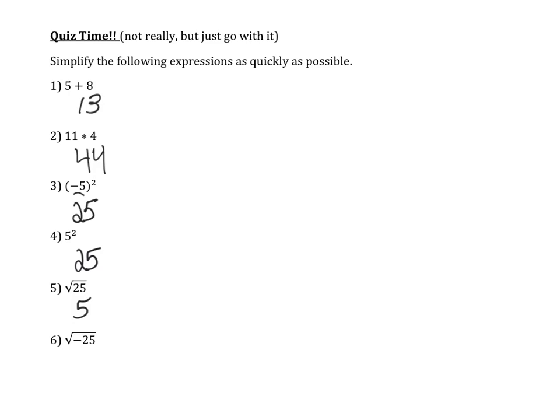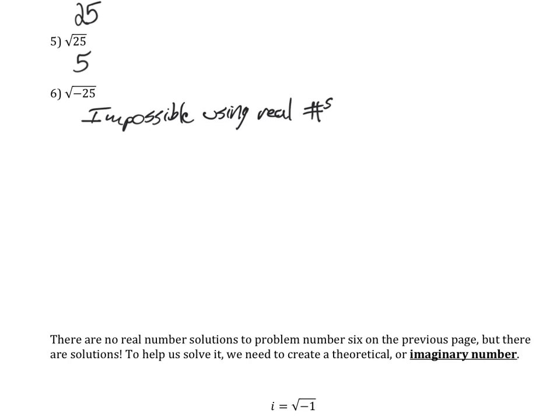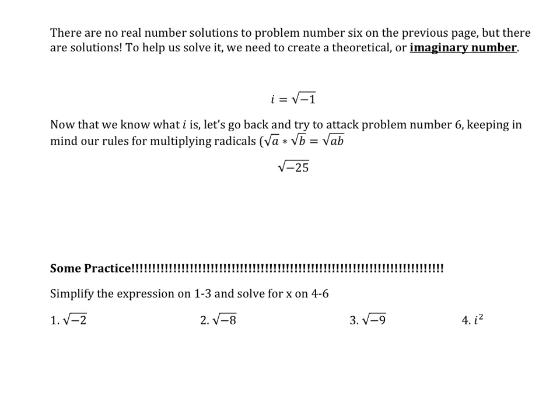Square root of negative 25, however, let's think about that. We can't have a negative underneath the radical, right? So what have we said previously to this? Or what have you said in the past before you had learned about imaginary numbers? We've said it's impossible. And in fact, it is impossible using real numbers. That doesn't mean it's impossible. It just means using real numbers, it is impossible. You cannot take the square root of a negative number. And that's something you've seen over and over, especially the last few years. So, as I said, there are no real number solutions to problem 6 on that previous page, but there are solutions.